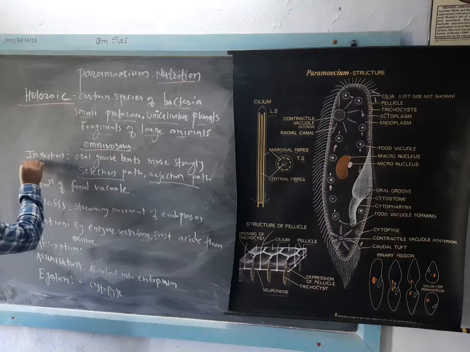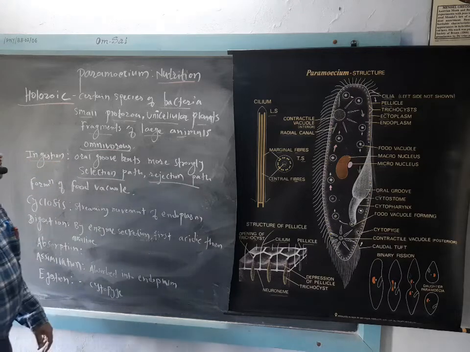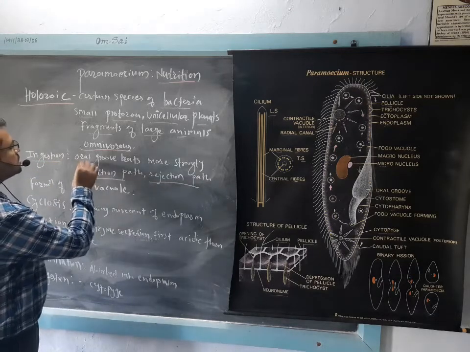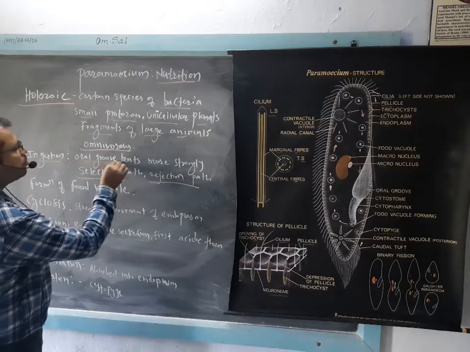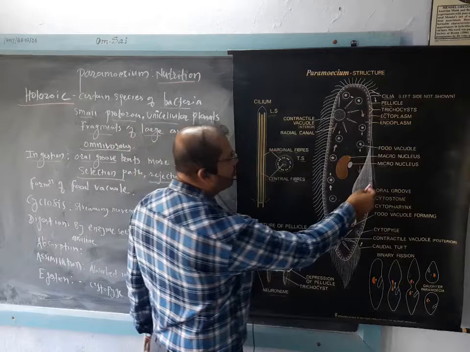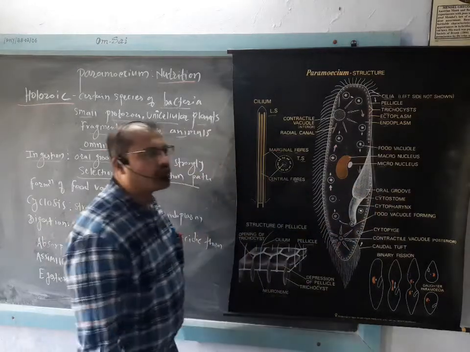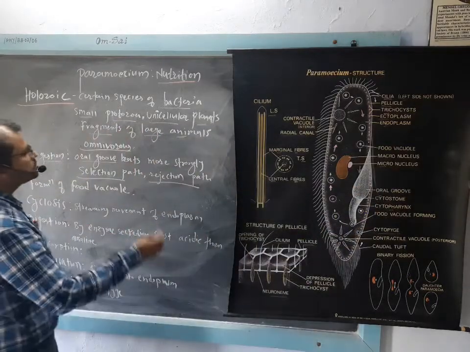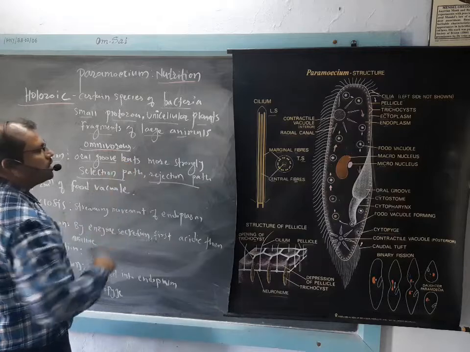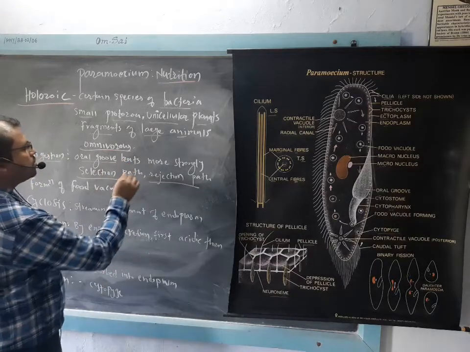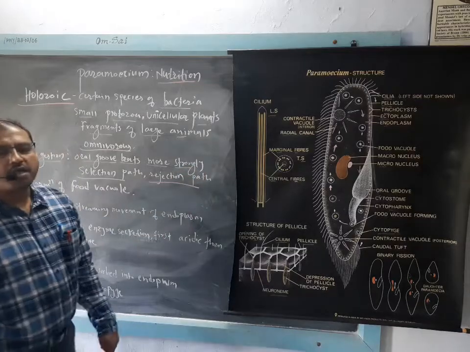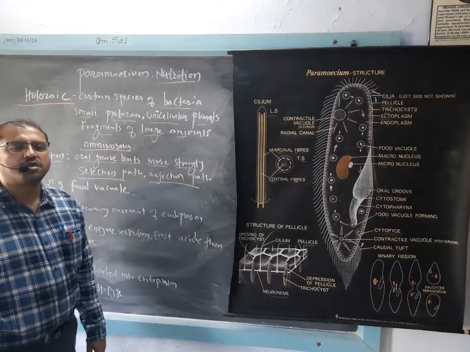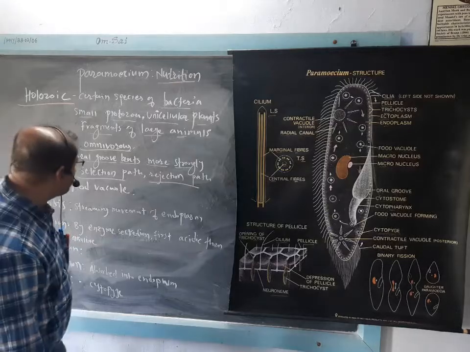So, how does paramecium ingest the food? The food material is ingested, or comes inside the cell, through the oral groove. This is the oral groove, present on the mid-lateral side of the cell, and the cilia present at this oral groove beat more strongly and more rapidly as compared to the cilia present on the rest of the cell.